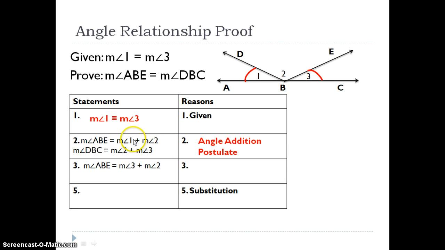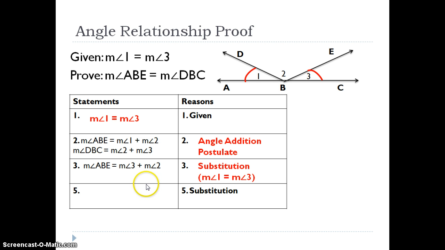Let's see what changes from step 2 to step 3. Well, I'm looking at the measure of ABE for both of these because that's what they both have in common. Up here it has the measure of angle 1 plus the measure of angle 2 is equal to the measure of ABE. And down here it has the measure of angle 3 plus the measure of angle 2 is equal to the measure of ABE. So, what could be the reason of why we switched the measure of angle 1 to the measure of angle 3? Well, up here on the first step it said that they were equal, so you can use substitution to plug in the measure of angle 3 for the measure of angle 1.